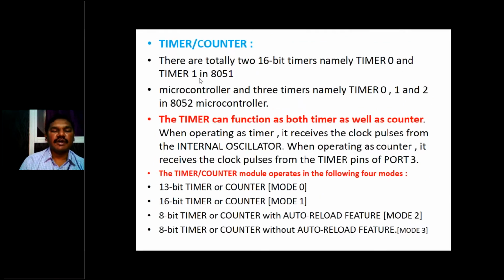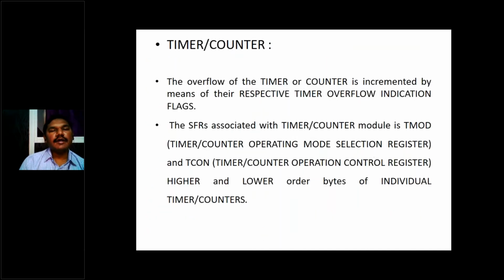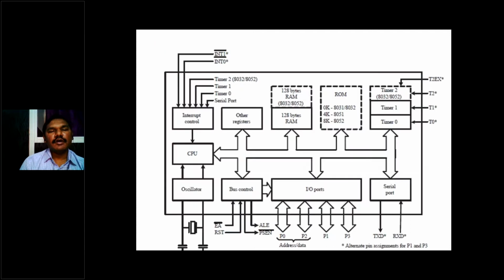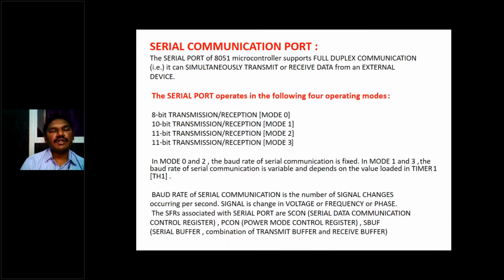So these are the functions of timers and counters. Two timers and counters are there, T0 and T1. The timer has 4 modes of operation. Serial communication also has 4 modes of operation for transmission and reception of data: 8-bit data, 10-bit, 11-bit and 11-bit. So 4 modes of operation are there to operate at different levels and different speeds of operation, which we will see.